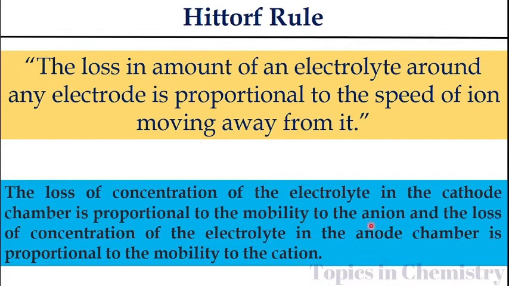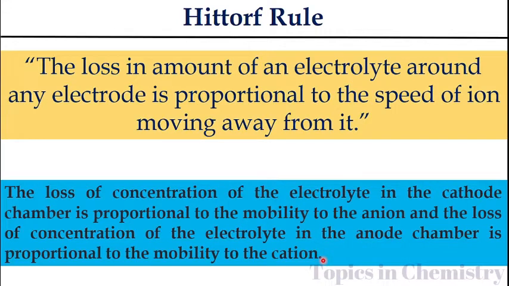Here you can see the anion. You know that the anion moves towards the anode. That's why the concentration around the cathode chamber decreases. Similarly, the cation moves towards the cathode. That's why the concentration of the cation in the anode chamber decreases. So the rule states that the loss of concentration of electrolyte in the cathode chamber is proportional to the mobility of the anion, and the loss of concentration of the electrolyte in the anode chamber is proportional to the mobility of the cation. Now we have to explain the Hittorf rule.